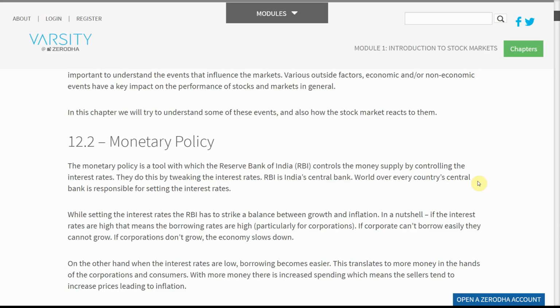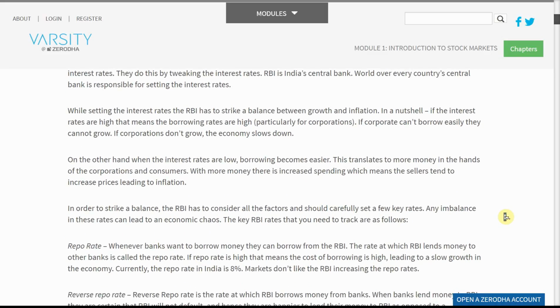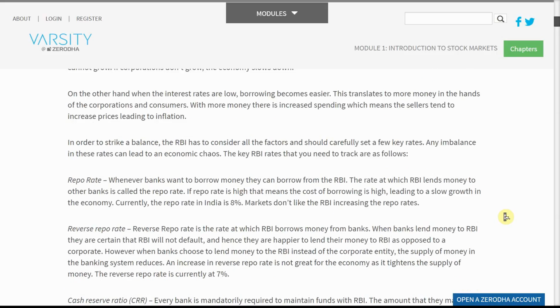In order to strike a balance, the RBI has to consider all the factors and should carefully set a few key rates. Any imbalance in these rates can lead to economic chaos. The key RBI rates that you need to track are as follows. Repo rate. Whenever banks want to borrow money, they can borrow from the RBI. The rate at which RBI lends money to other banks is called the repo rate.